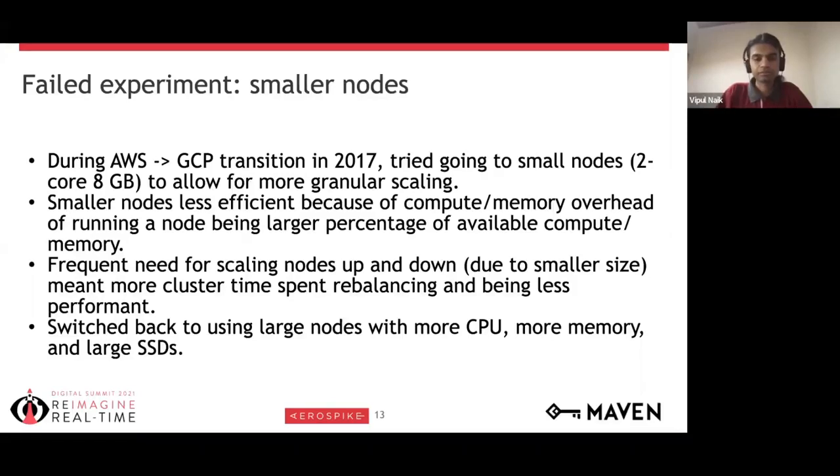So finally, we switched back to using large nodes with more CPU, more memory, and larger SSDs. And in fact, in more recent years, we have even increased the ratio of SSD to memory as we notice that our records are getting larger. So we make more efficient use of things. And yeah, I think that is it. Thank you.